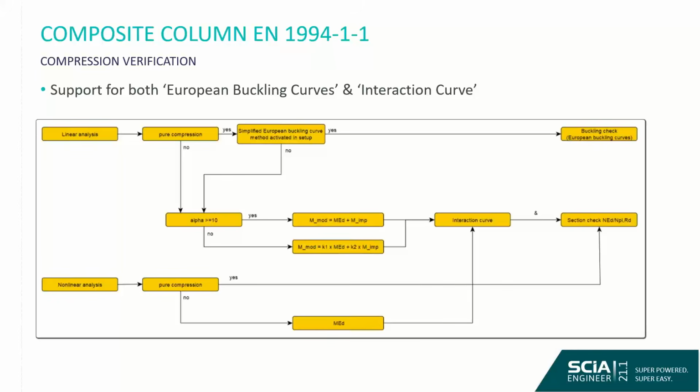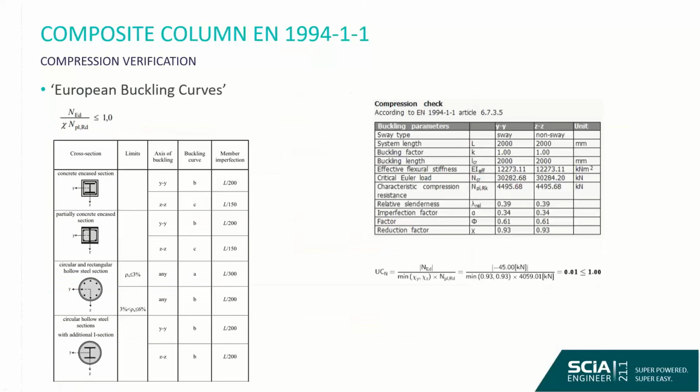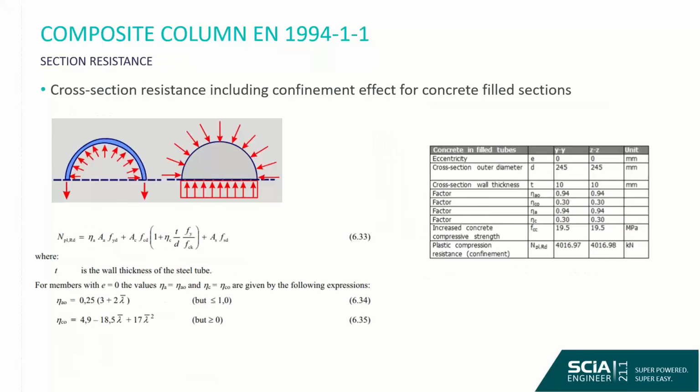All right, I hope this is clear. It's a bit complicated, but it's not that hard, I think. There's just two methods that you can choose from in case of pure compression, and in all other cases, you will do an interaction check. Okay, so that's the European buckling curve method.